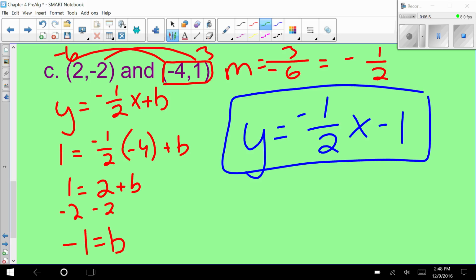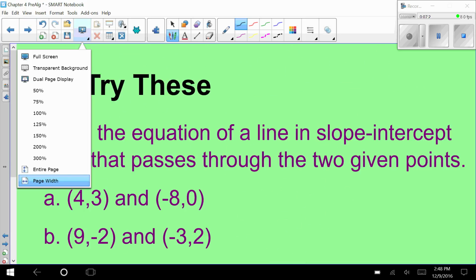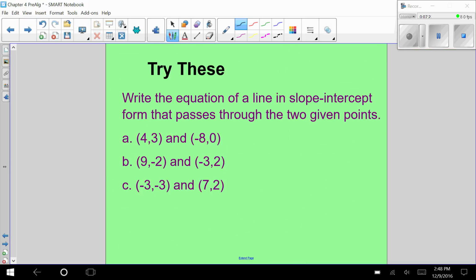I do want to quickly show you that it doesn't matter which point I had chosen. So if I had chosen to plug in 2, negative 2, I would do negative 2 equals negative 1/2 times 2 plus b, which would be negative 2 equals negative 1 plus b. I would add 1 to both sides, and I would get negative 1 equals b. You should get the same thing no matter which point you use, so it does not matter which one you choose. All right, you are going to try these 3 on your own.